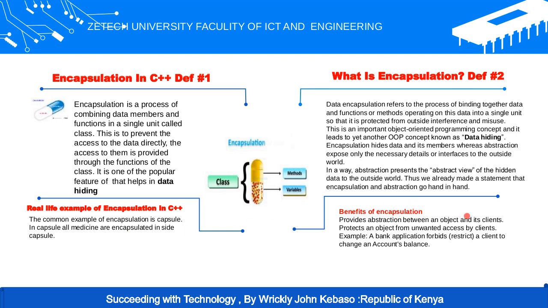Then the benefits of encapsulation: it provides abstraction between an object and its clients. This is a technical explanation. What do we mean by provision of abstraction between an object and its client? If I say, for example, Matthew, I'm abstract to you. Richard, I'm abstract to you. Evans, I am abstract to you. Grace, I'm abstract to you. Anne, I'm abstract. It means you don't know much about me. Maybe you only know my name, but you don't know much about me. The same case applies to me on that side.